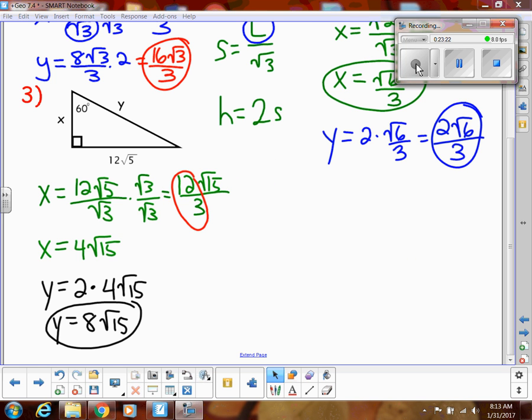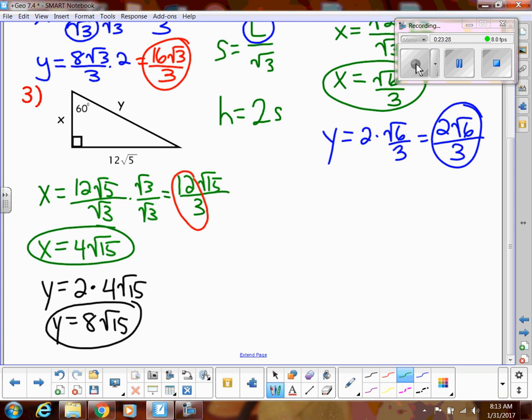All right, so there are my answers for x and y. Please check that you got them correct. And if you didn't, pause it and look at my work.